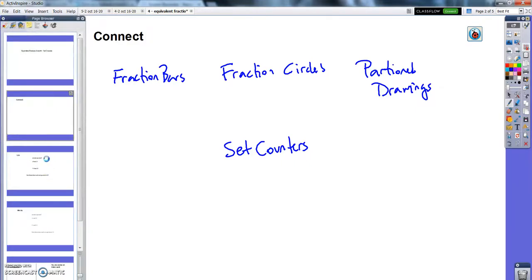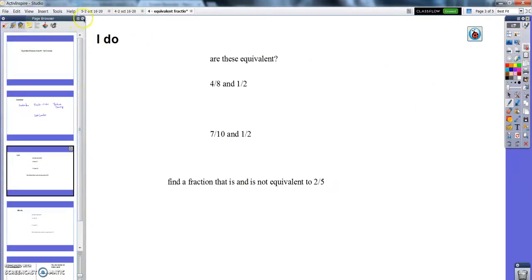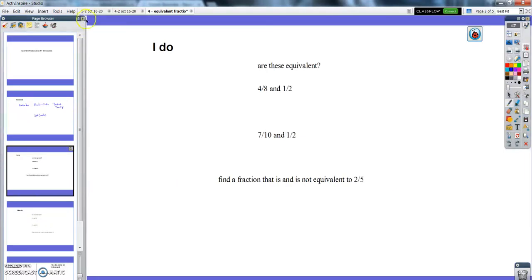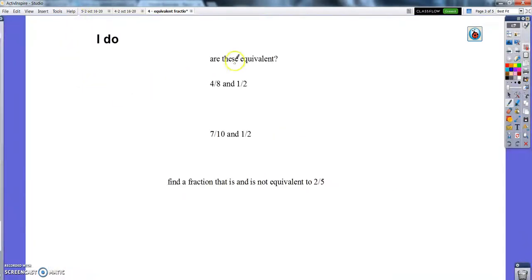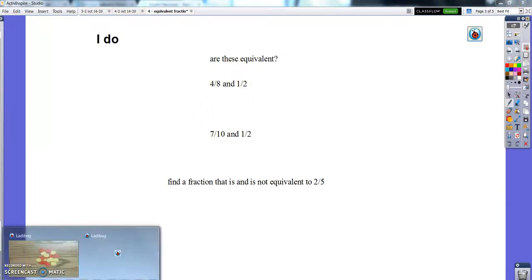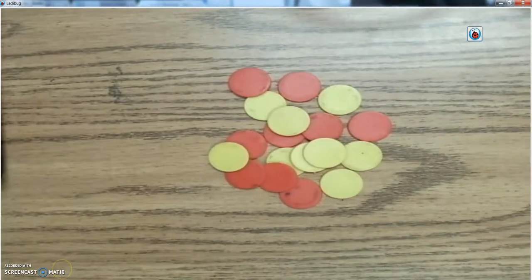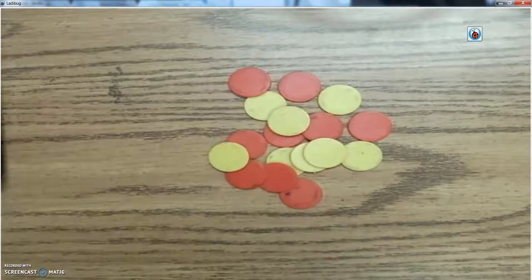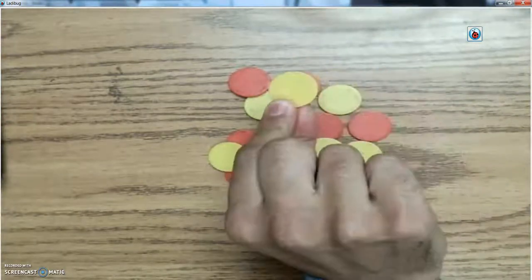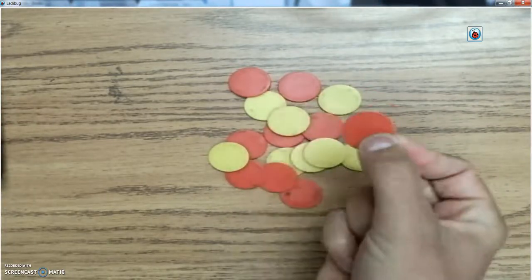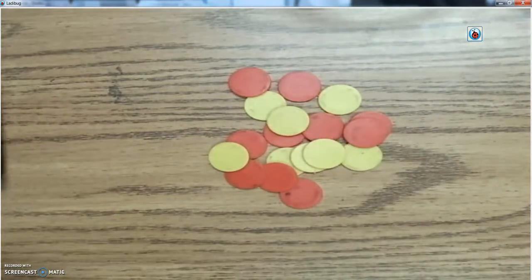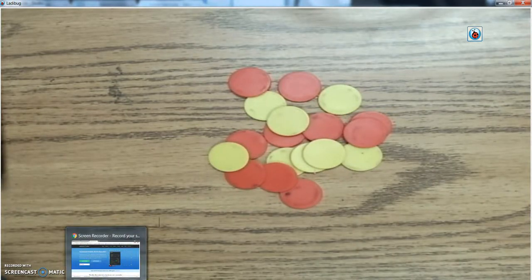All right. So here's our examples. We've done this example with our other strategies, but I want to show you it a new way today. So are these equivalent? 4/8 and 1/2. So set counters, I call these pieces right here. These are little tiles. They've got red on one side and yellow on the other. And to use them to show fractions, I'm going to do this.